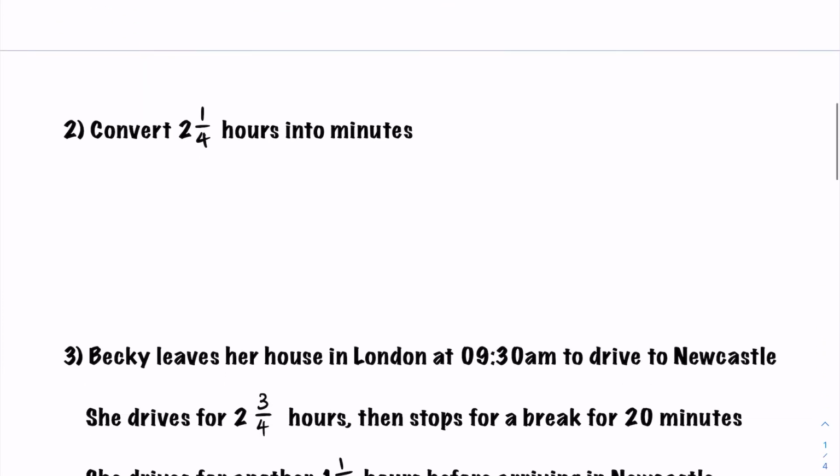Okay. Convert 2¼ hours into minutes. So let's break this up and just convert those 2 whole hours we have here into minutes. Well, that would just be 2 times 60, since there's 60 minutes in every hour. So 2 times 60 would be 120 minutes there.